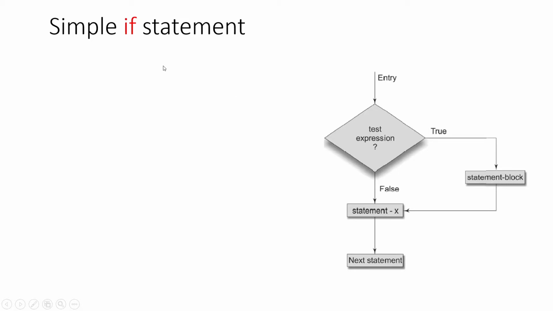And when we use a simple if, one thing to be noted is that even if it is true or false, the statement X will be executed. Even if false, it goes to X. Even if it is true, it will go to X. So this is common, even if the condition is true or false. But the statement block occurs only when it is true. So that's the thing to be noted.